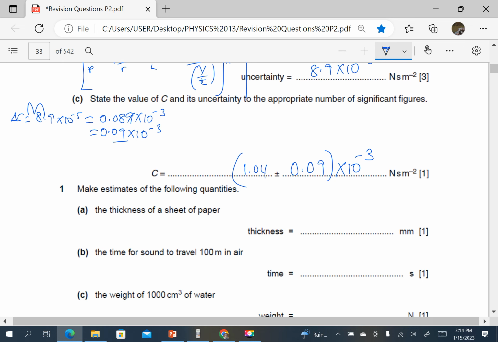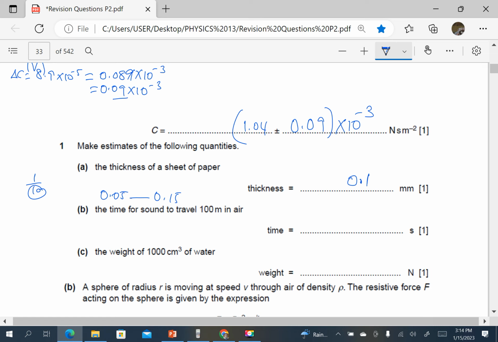Make estimates of the following quantities. A sheet of paper. Imagine how many papers fit in 1 millimeter on the ruler. They could be approximately 10, so you can say 1 divided by 10, that is 0.1. I expect that the thickness of a paper will be between 0.05 up to 0.15. I have said 10 papers can fit in 1 millimeter on a ruler. So that means the thickness can be approximately 1 millimeter divided by 10, which is approximately 0.1. So for me here, I'll quote 0.1 in millimeters, but it is between 0.05 to 0.15.